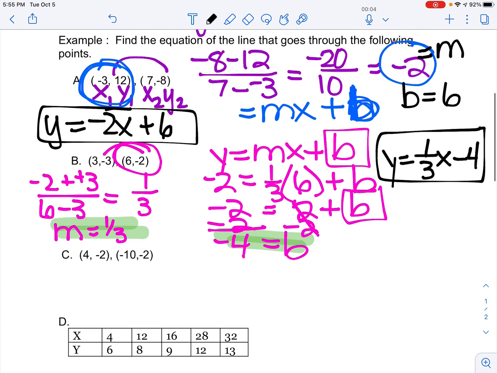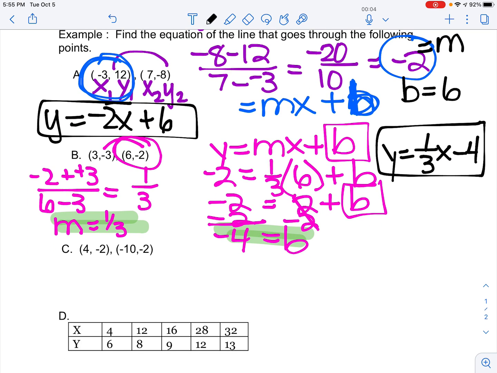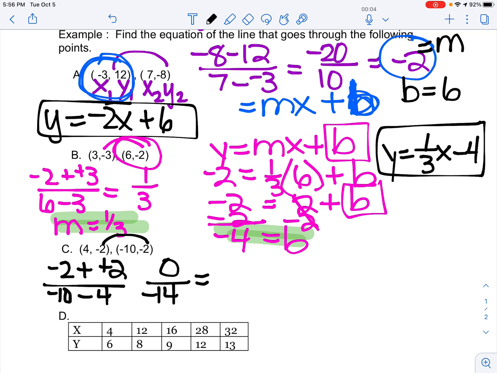Okay, next one. Same thing, I'm going to start by finding the slope, so I'm going to do negative 2 minus a negative 2, and then divided by negative 10 minus 4. That's negative 14 on the bottom. And then negative 2 plus 2 is 0. 0 divided by negative 14 is 0.